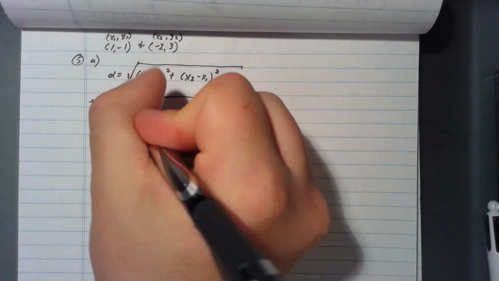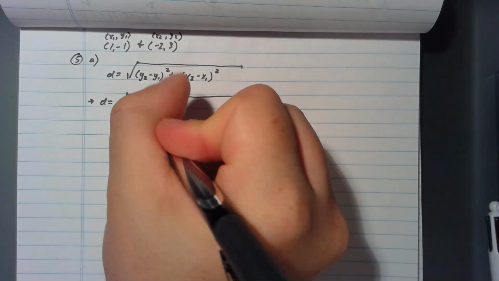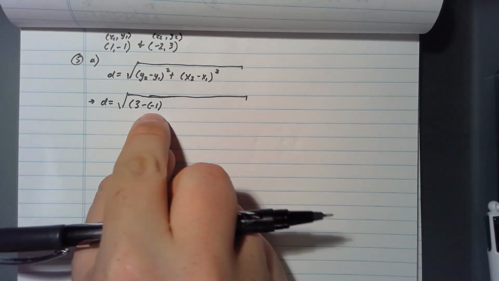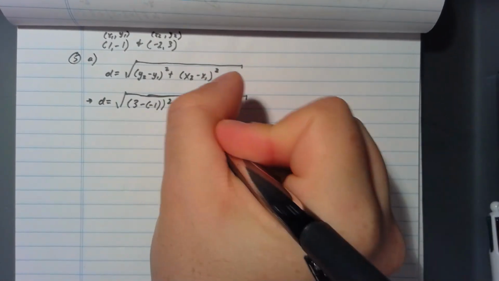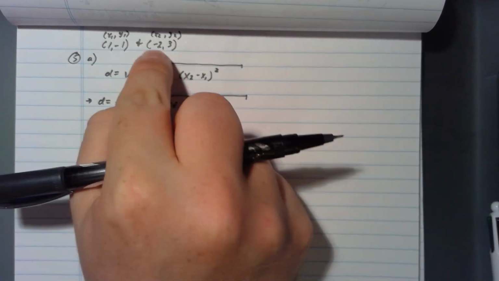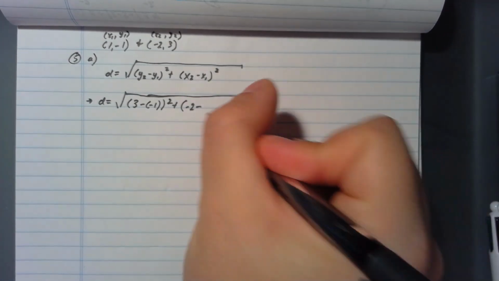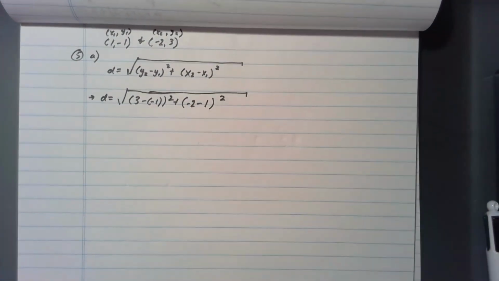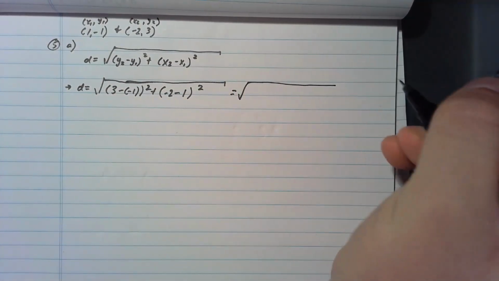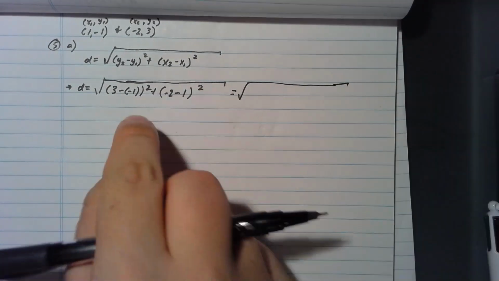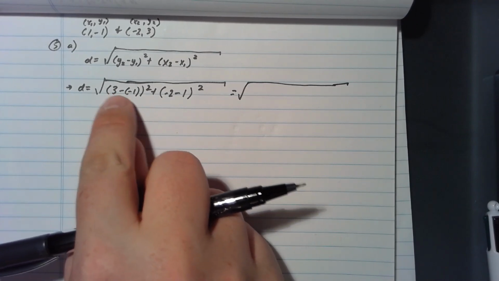So I'm going to have quantity, so y2 is 3 minus y1, which is -1. So be careful about the double negative here. And that quantity is squared. Plus, close quantity, so x2 is going to be -2 minus x1, which is 1, and that quantity is squared. All right. So just start from the inside, work your way up. So this quantity is 3 minus -1, which is 3 plus 1.